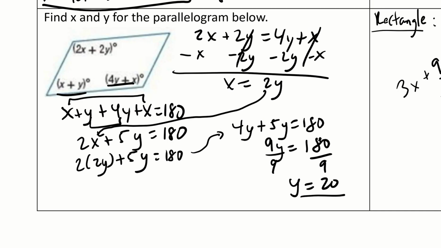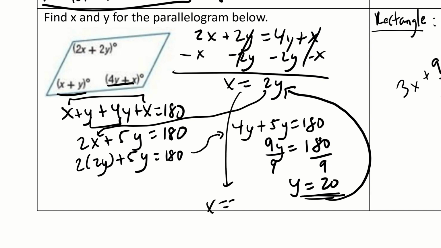So again, if I'm going fast, you might want to pause it or rewind it, just because I do want to do this in a timely fashion. So we're going to plug in 20 into x here, since we want to find x and y. So if I do that, I get x equals 2 times 20, which is 40.